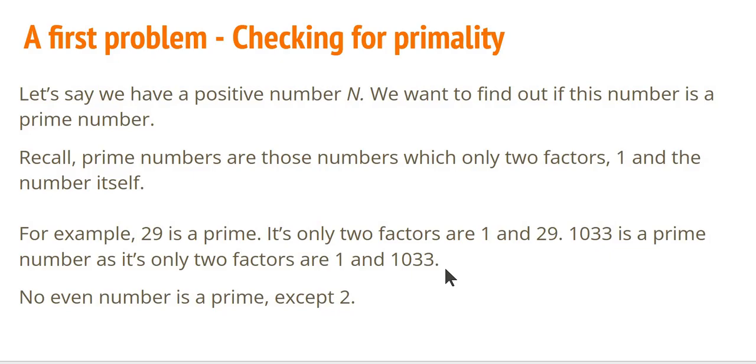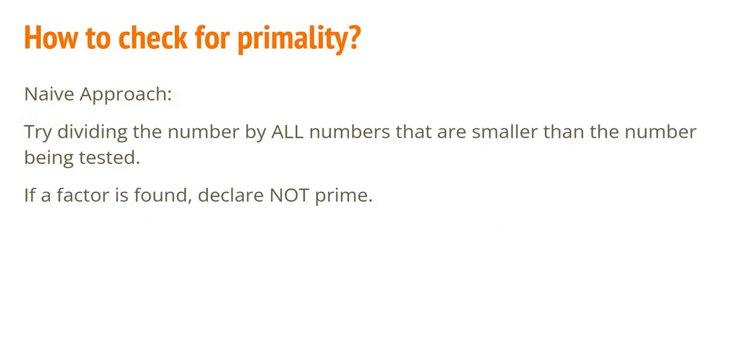Now, the question we ask ourselves is, look, if I give you a number n, how can I find out if this number is prime or not? So how can I solve this problem? Well, the first thought or the naive method that comes to my mind is, look, I know that this number is prime if it has only two factors, which means I can try dividing this number by all numbers starting from 2. So 2, 3, 4, 5, all the way to, let's say, n minus 1. So all numbers that are smaller than this number being tested.